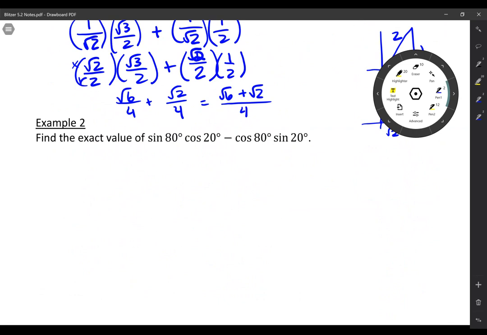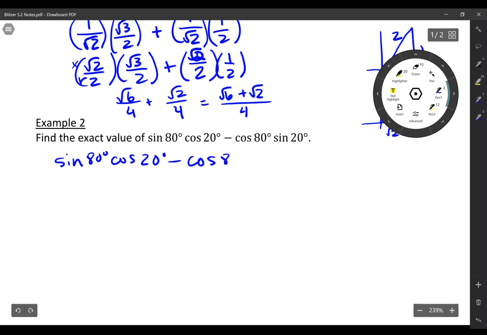So for example 2, let's see, I've got sine 80 degrees, cosine 20 degrees. Okay, so this is definitely one of those sine ones, right? Cosine 80 degrees, sine 20 degrees. So we know with the sines, the angles match. I guess I better write my original problem. So sine 80 degrees, cosine 20 degrees. So it's going to be something with 80 and 20 minus cosine 80 degrees, sine 20 degrees. So this is basically the difference of two angles for sine, isn't it? So this is like the expanded out version.